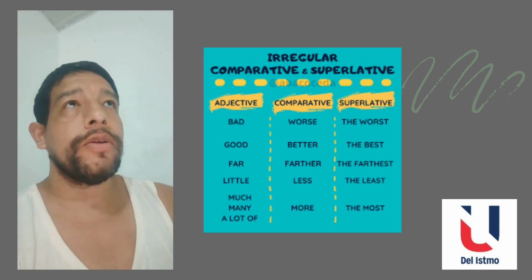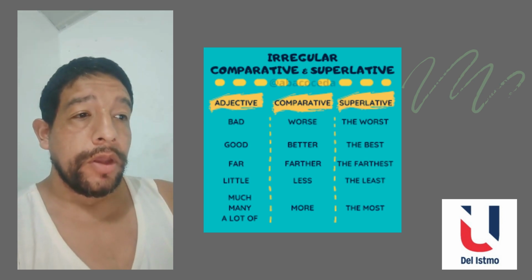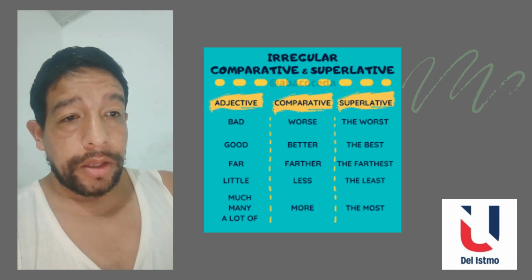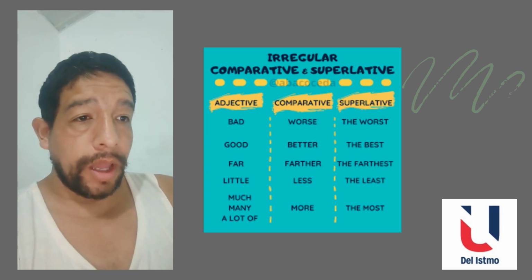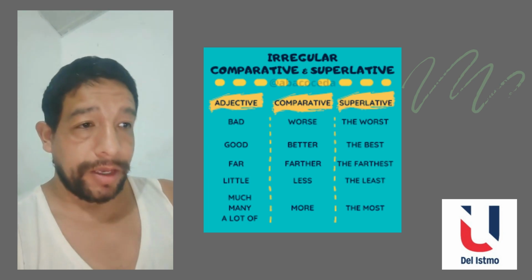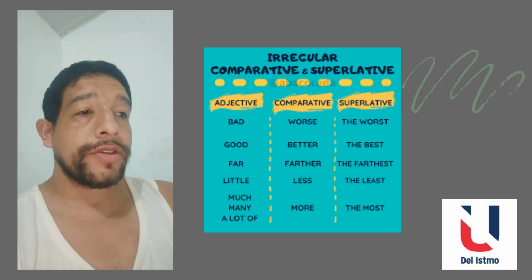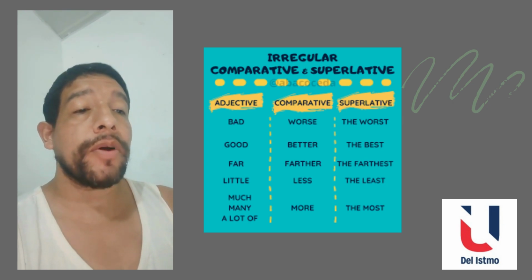In this case, we use superlative adjectives by adding the before the adjective and est. For example, this is the biggest piece of cake.